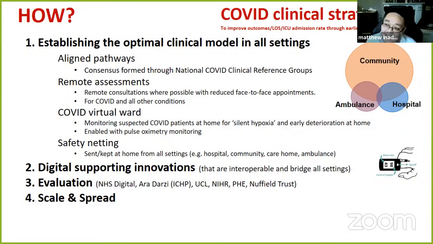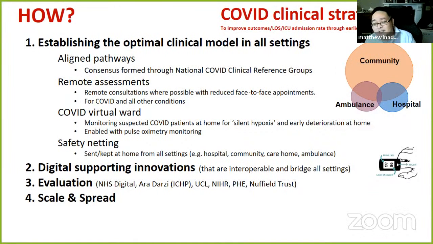The safety netting has to be aligned as well as the clinical criteria and pathways to ensure that we are all speaking the same language and enacting the same management strategies no matter where we work. And we will go on to this concept of what this oximetry at home virtual ward represents in a sec.